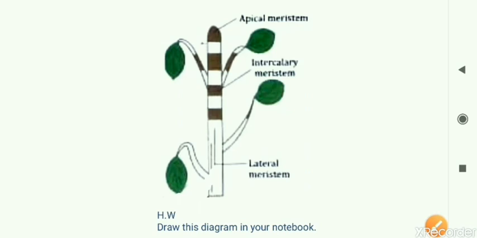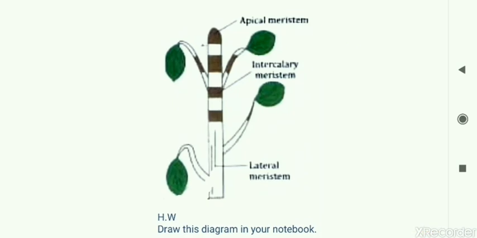And what is it doing? It is responsible for the growth of the stem and the growth of the roots. Overall, what will happen? The length of the plant will increase. The second one, the intercalary meristem. Where is it present? It is present at the internodes. Intercalary meristem is present at the internodes. So what are internodes?